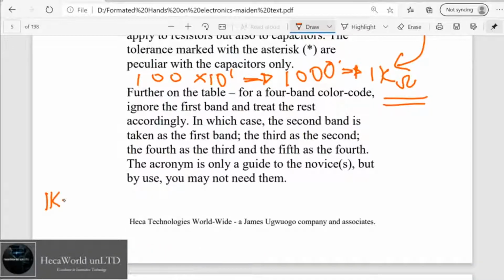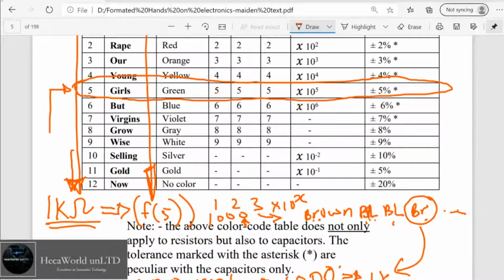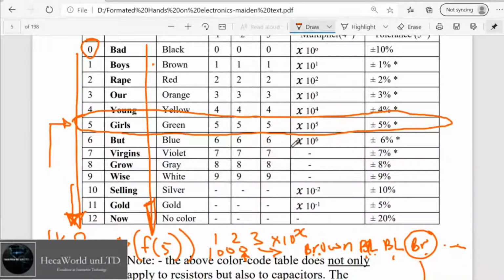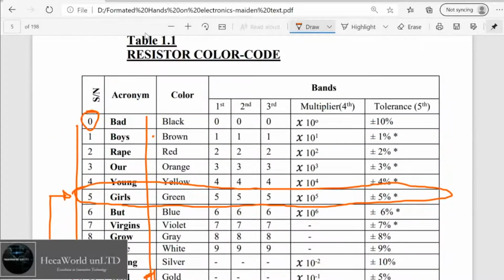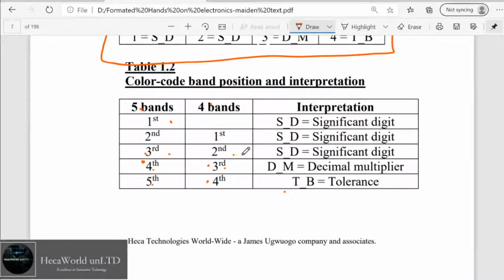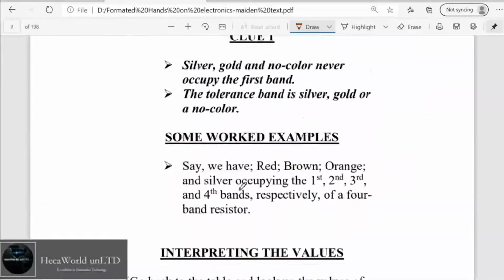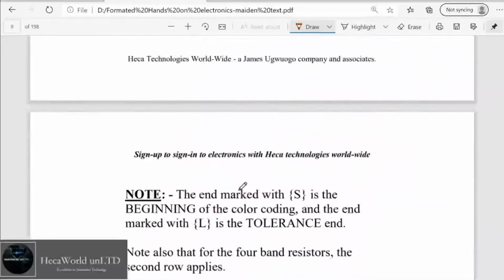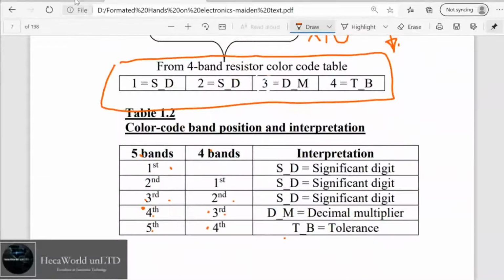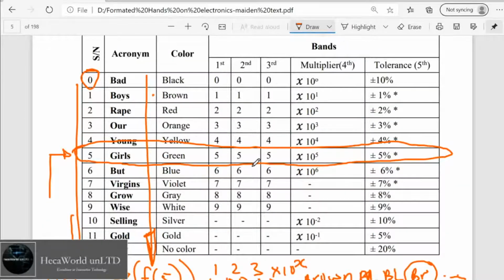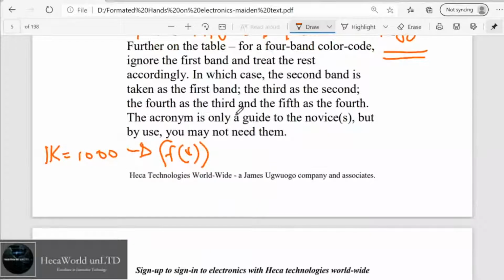1 kilo ohm, 1,000. This time around, our function is now 4 bands. Which means only 2 digits are significant digits. In this case, first and second are significant. Third is a decimal multiplier. The fourth is the tolerance. So there's no confusion right there. Okay, so why don't we just do that multiplication right now?